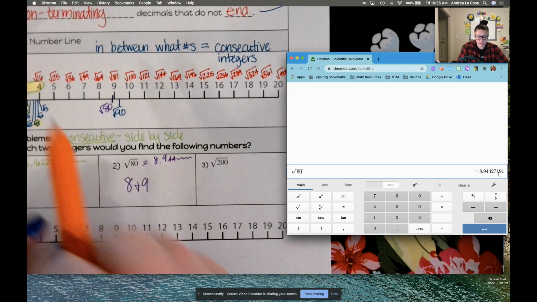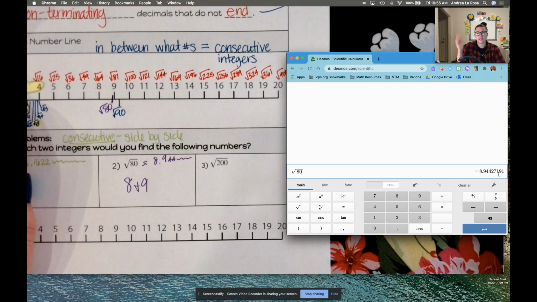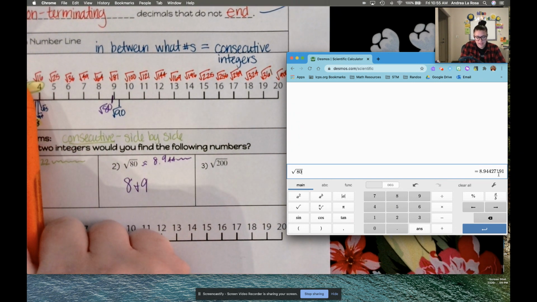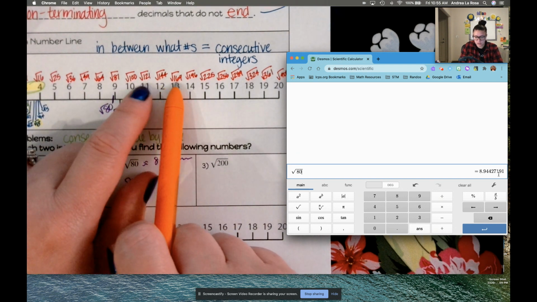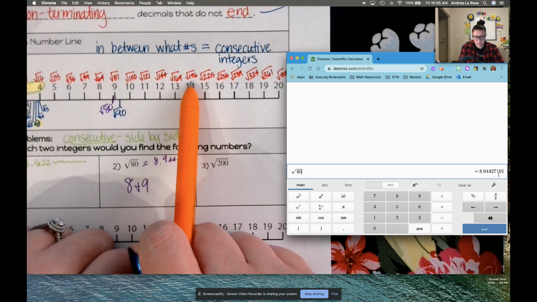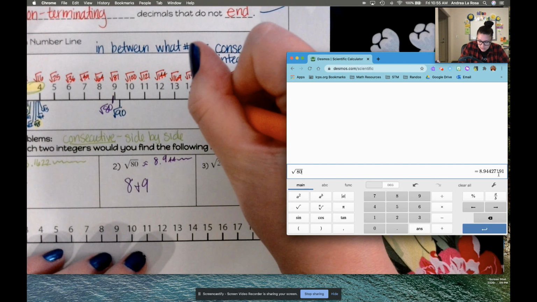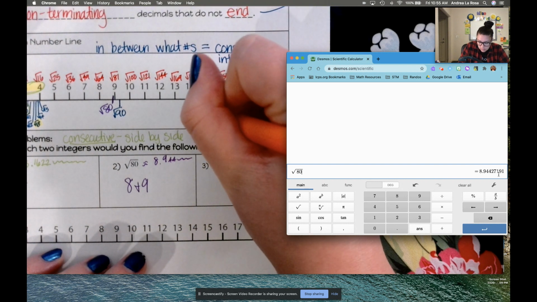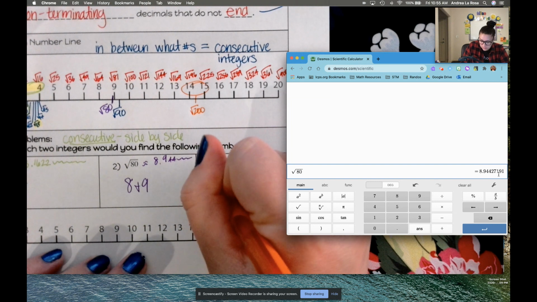Okay, so again, I look at my number line. I've got the square root of 20, or 200. Why do I keep saying 20? I don't know. I'm going to look at my square roots. Ooh, I see 196 and 225. 196 and 225. So that means the square root of 200 is going to be somewhere between 14 and 15.